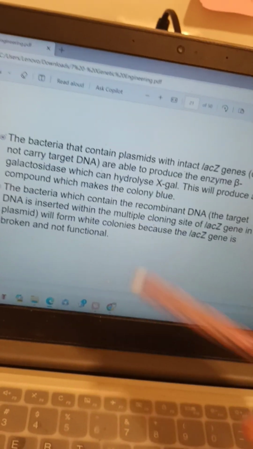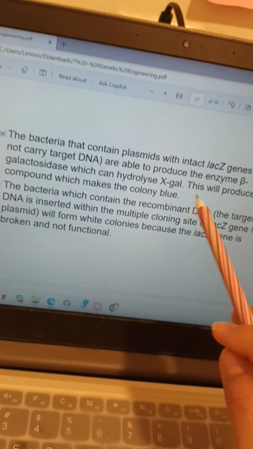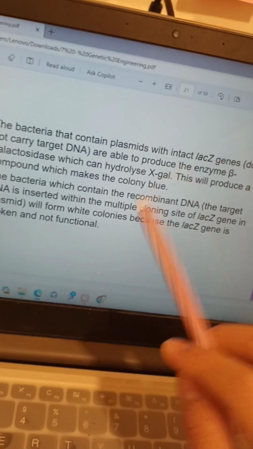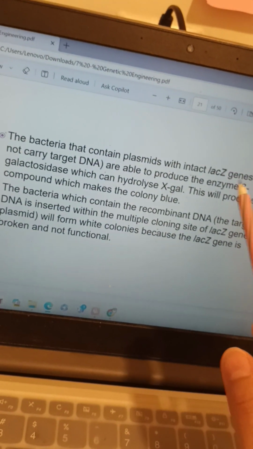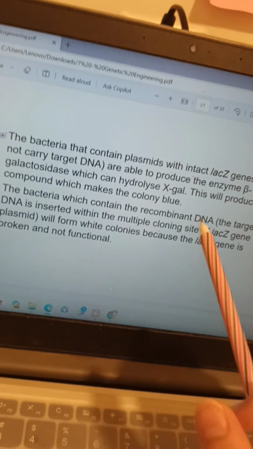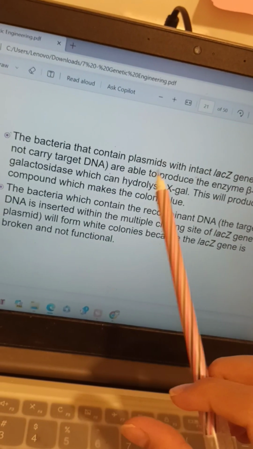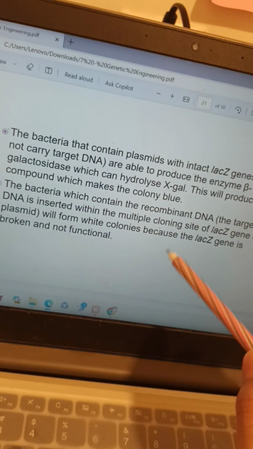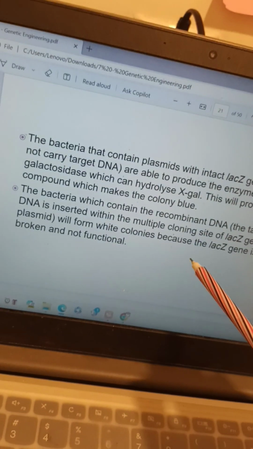All right. And then the bacteria which contain recombinant DNA. It means restriction enzyme has already broken down the vector, and the vector has already combined with the complementary DNA and formed the recombinant DNA. So any bacteria that has recombinant DNA has the broken lacZ. And because the lacZ is already broken, it cannot give instructions to synthesize this enzyme. So literally, bacteria with recombinant DNA do not produce this enzyme beta-galactosidase. So beta-galactosidase cannot react with X-gal. So as a result, bacteria with recombinant DNA cannot form the blue color. Instead, it only forms the white color. All right.